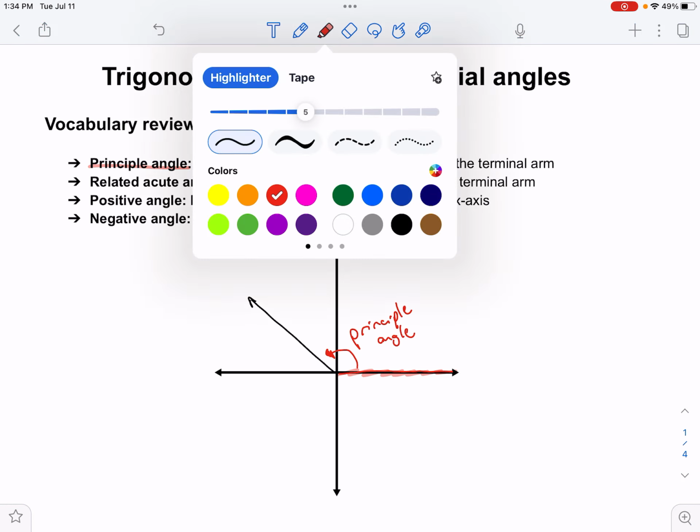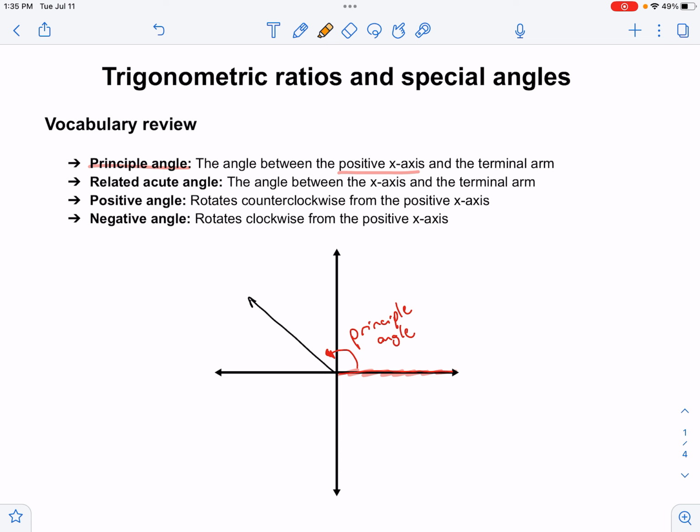Next up, I have my related acute angle. This is the angle between the x-axis. Note that it doesn't matter which x-axis, between any x-axis and the terminal arm. In this case, with my terminal arm, which x-axis is closer? Well, it's the negative x-axis. And so my related acute angle is going to be this one. We also just call this an RAA. I'm just going to use that shorthand here to make things easier. Okay, I'm going to add a label here, remembering that this is the terminal arm.